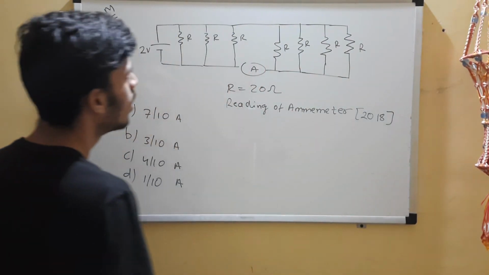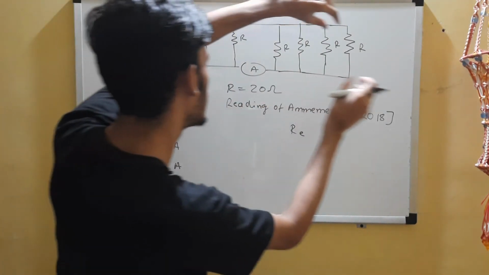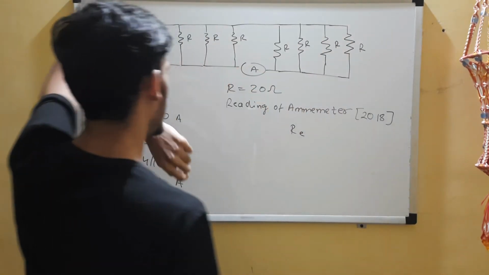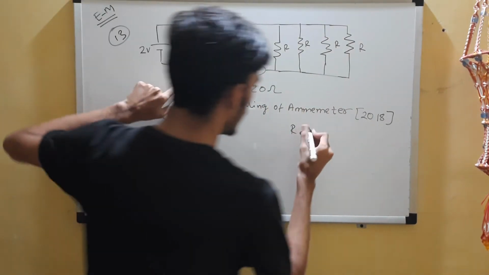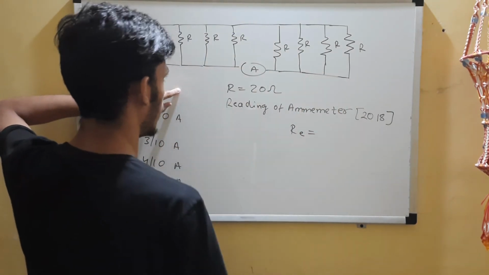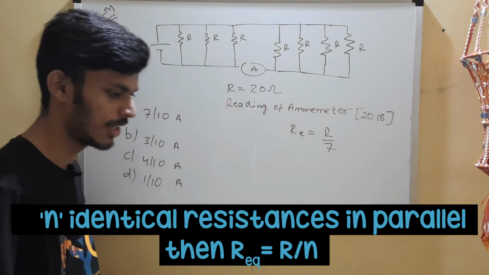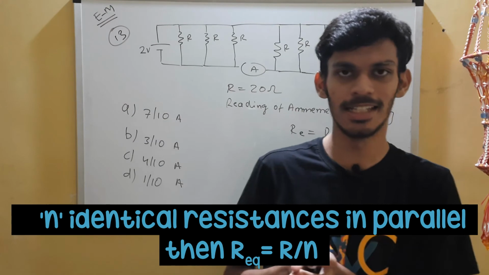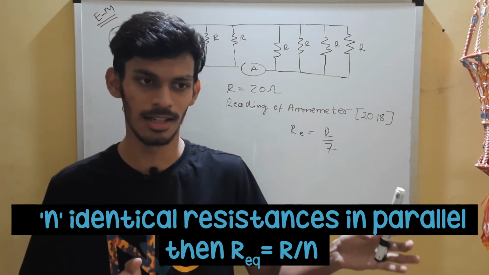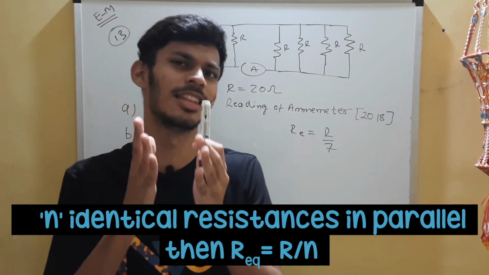Let's do it. So first of all, the equivalent resistance over here, you can see that all of the resistances are in parallel, connected across the same voltage drop, right? So all of them are in parallel. So basically we can write all of this. So R, how many are there? 7, right? So all of them are in parallel. So R by 7. Whenever you have n identical resistances in parallel, the equivalent is R by n. This is something that you should know.